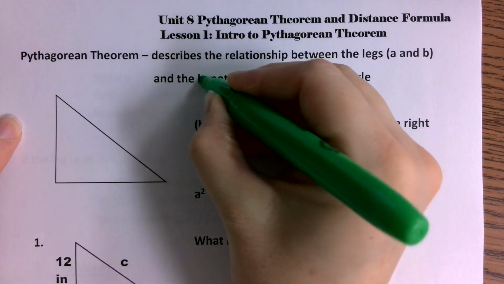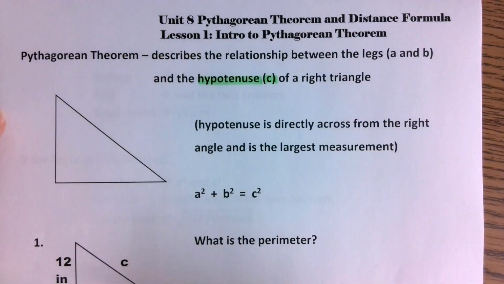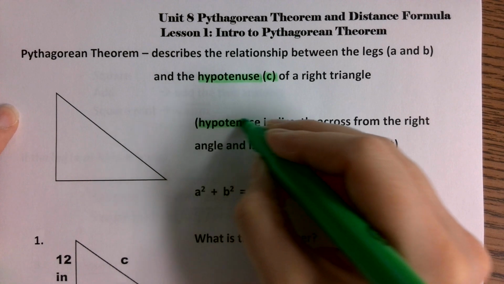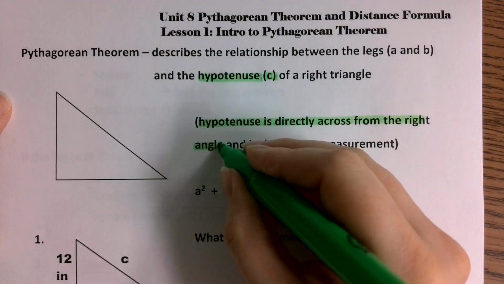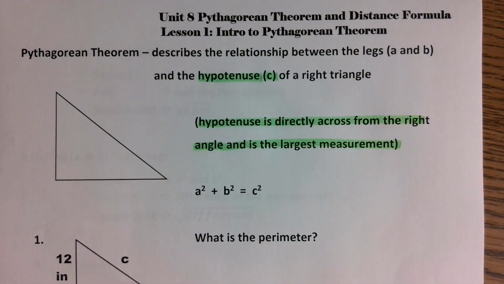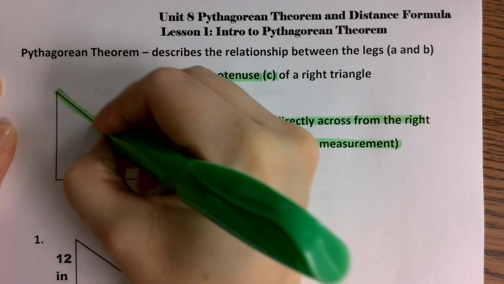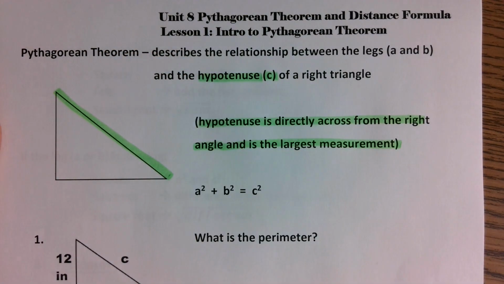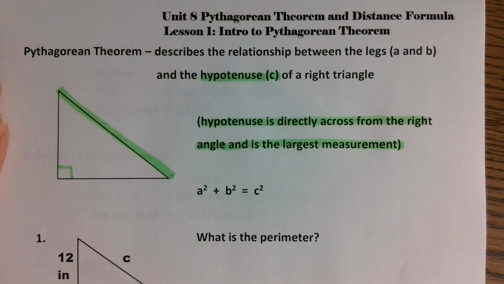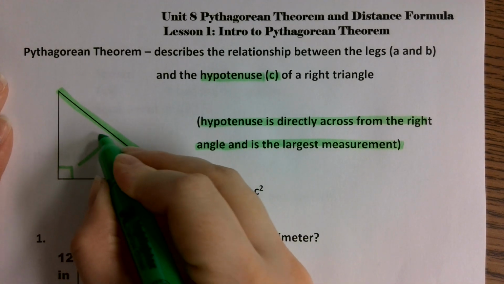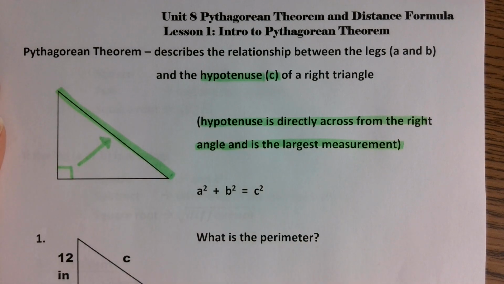The hypotenuse, which we label the value C, is always going to be directly across from wherever your right angle is. It is also going to be the largest measurement within your triangle. So it is this measurement located right here. You have a 90-degree angle that is formed. Directly across from that 90-degree angle is the hypotenuse. And again, we label that value C.